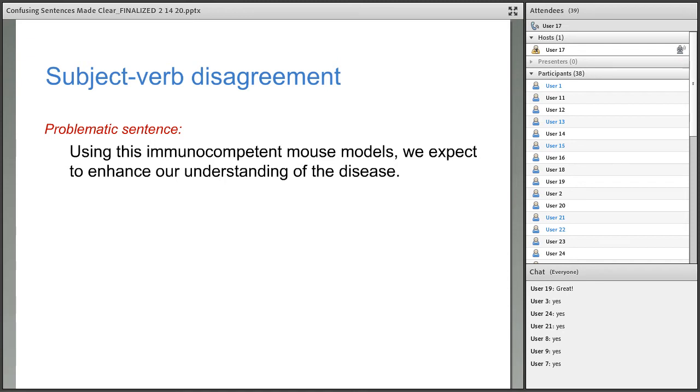Now let's look at an example that shows how confusion between singulars and plurals can make a sentence hard to understand. Our sentence reads, "Using this immunocompetent mouse models, we expect to enhance our understanding of the disease." This sentence is confusing because the word "this" is singular, but the word "models" is plural. It's impossible to tell what the author meant to say. There are two possibilities.